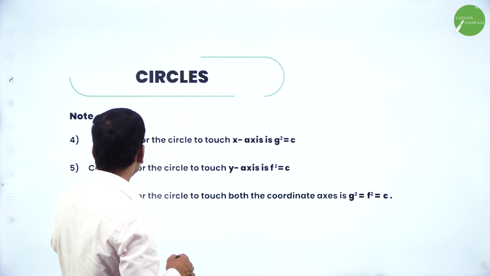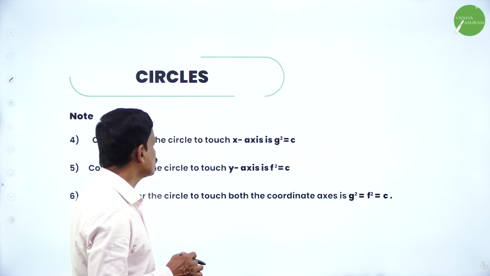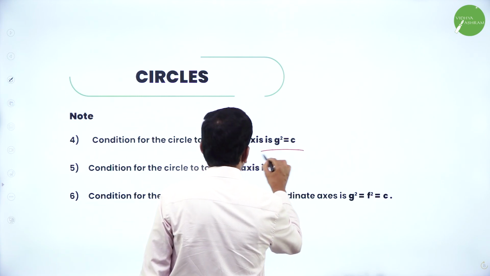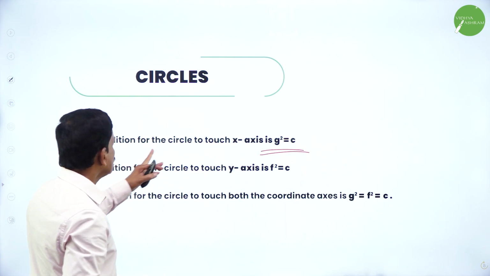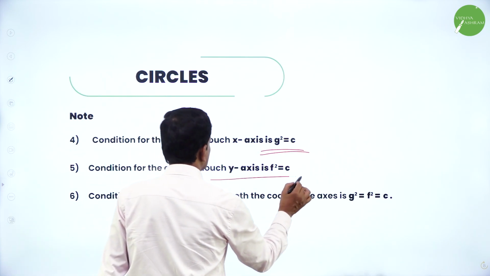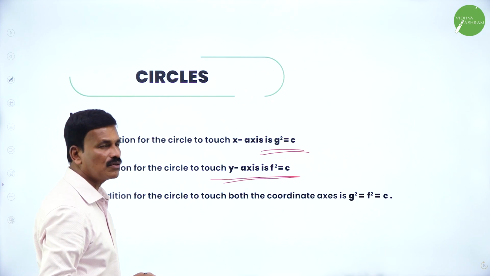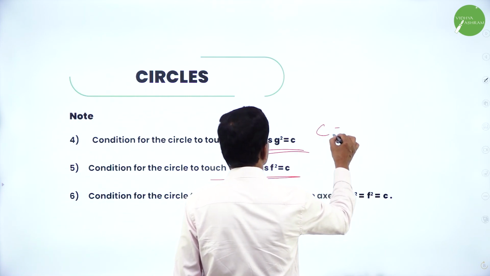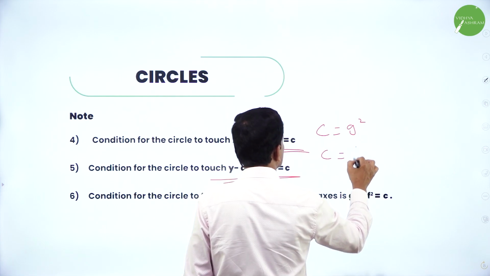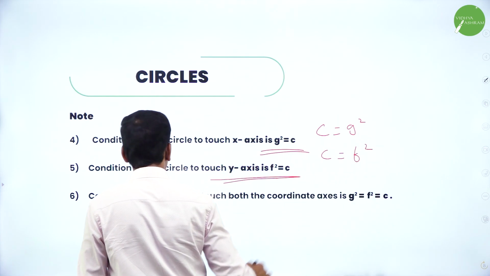Now, similarly, the condition for the circle to touch the x-axis is c is equal to g square. So, if g square is equal to c, then the circle will touch the x-axis. Similarly, the condition for the circle to touch the y-axis is f square is equal to c. So, if c is equal to g square, it will touch the x-axis. If c is equal to f square, it will touch the y-axis.